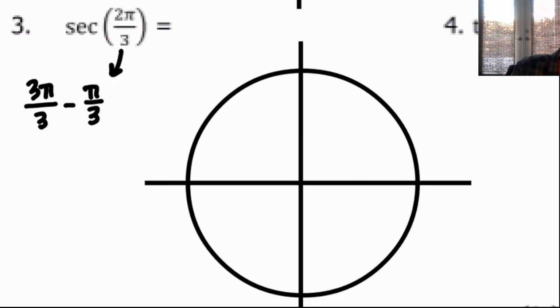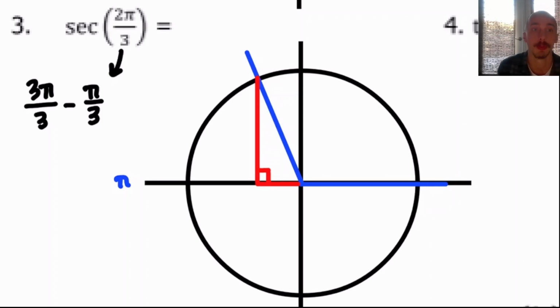Okay, so I'll start by drawing my initial ray. And then the terminal ray, okay, pi is over here. So I'm going to go back by pi over 3, and pi over 3 corresponds to a 60-degree angle. So I'm going to come up here. Okay, that'll work for me. I'm going to draw a reference triangle. Okay, and then I'll label the sides.